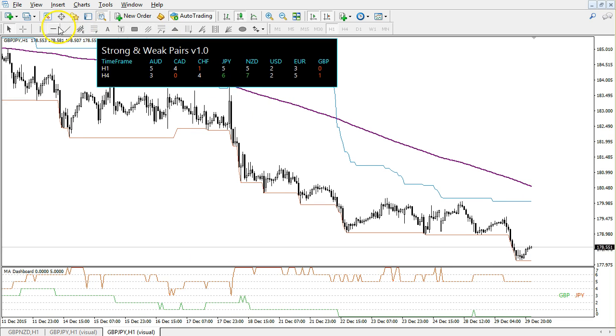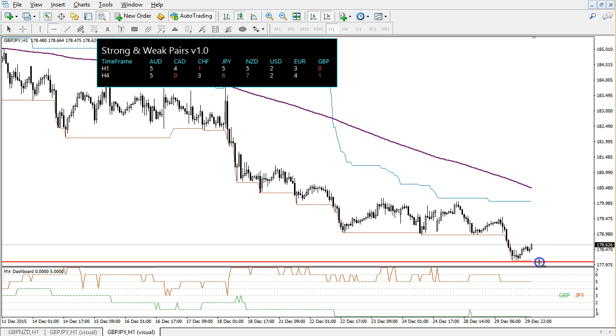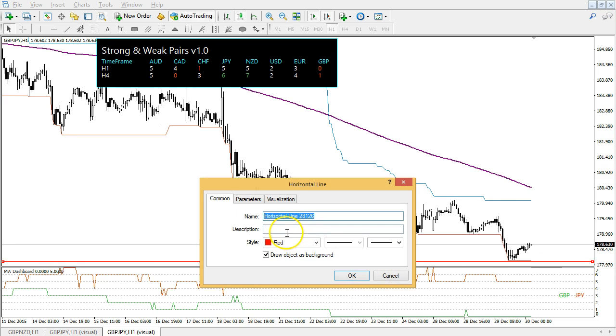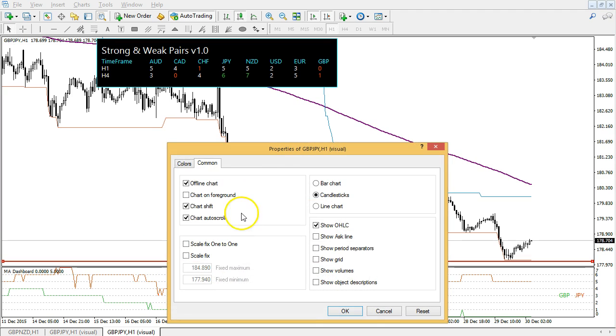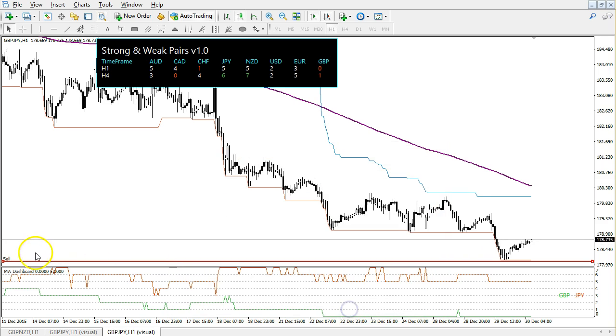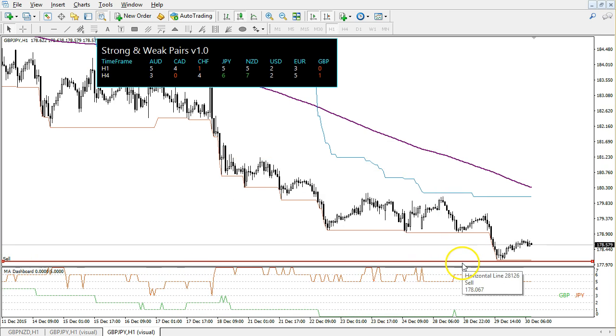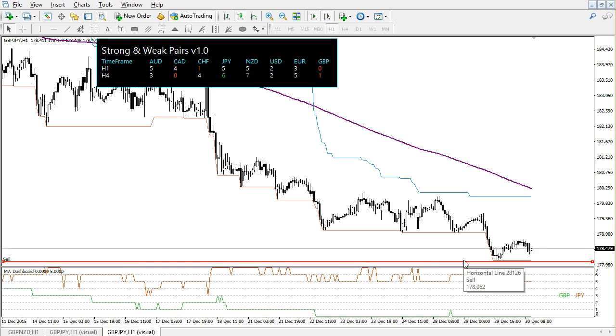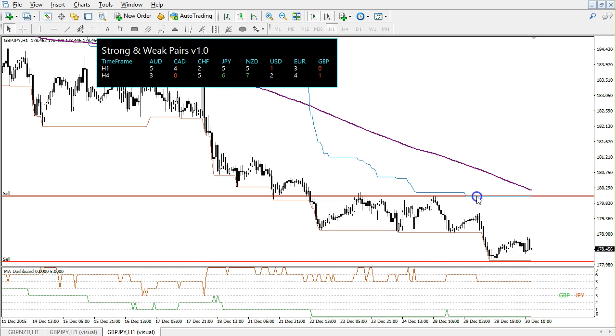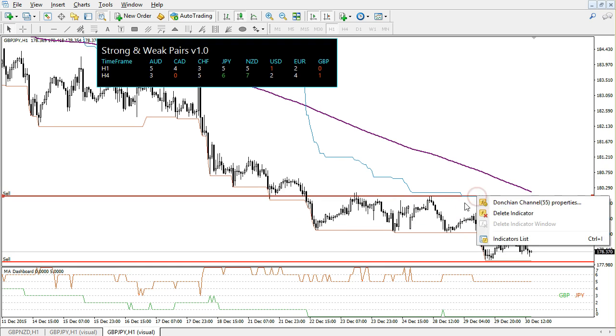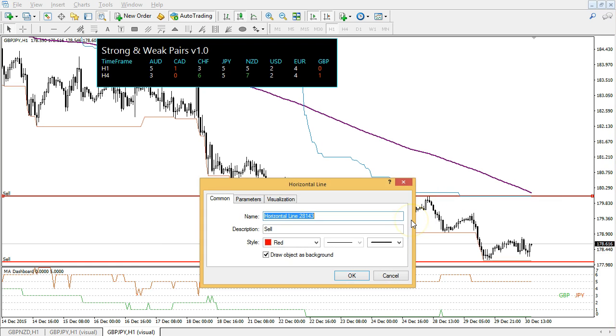Once the price crosses here, we'll mark it as sell. So you can see here this is a sell line, and here will be our stop loss line.